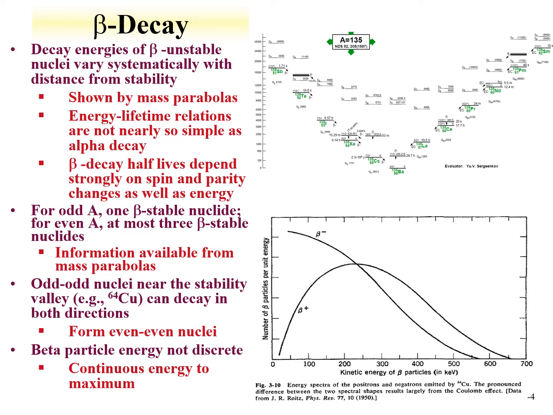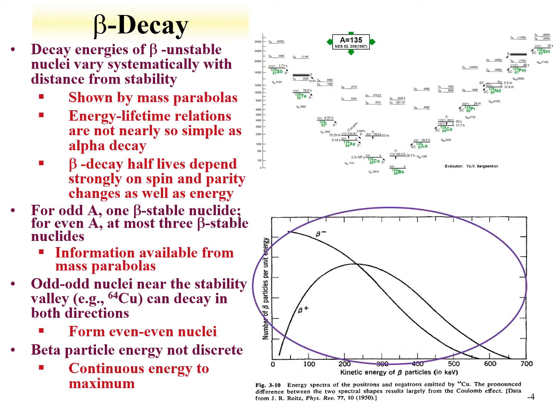Some odd nuclei near the stability valley, for example, copper-64, can decay in both directions. As we see with copper-64, it has a beta minus and a beta plus positron emission. So both of these form even nuclei. That's one of the reasons that you can derive this stability.